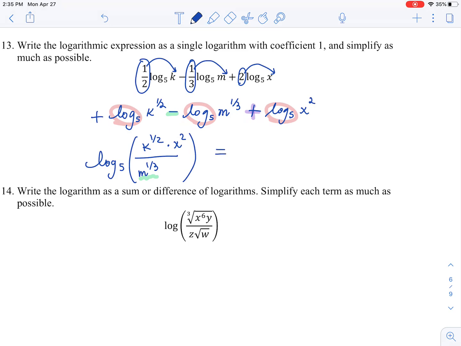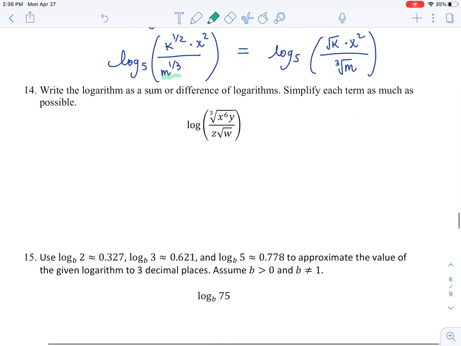Now this is a fine looking answer. If you want to simplify this in radical form, you can write this as square root of k, because that's what raising something to the 1/2 power is, times x squared, divided by m to the 1/3 power. That is really cube root of m. And for me, both are fine. If you give me the left, you get full credit. If you give me the right one, they are both fine, okay? But just make sure that m is the only one in the bottom and k and x are both on top, because m was the only one with the negative sign. That's the only one that's going to get divided.